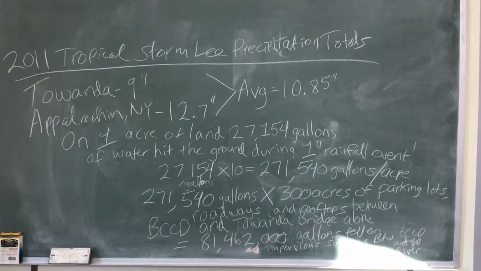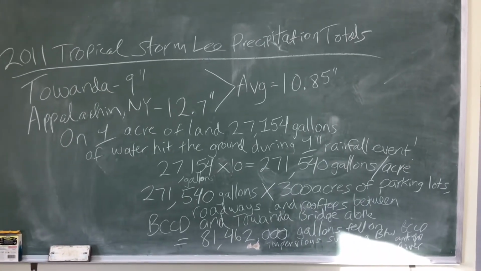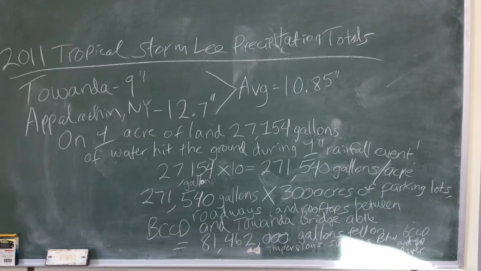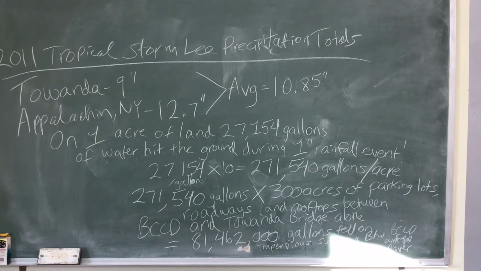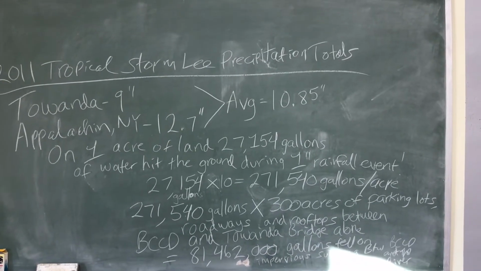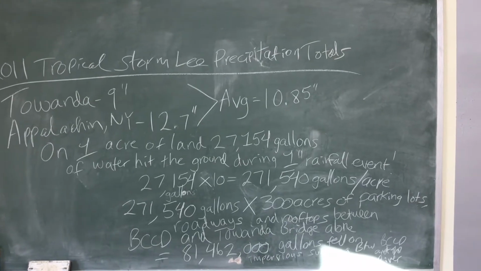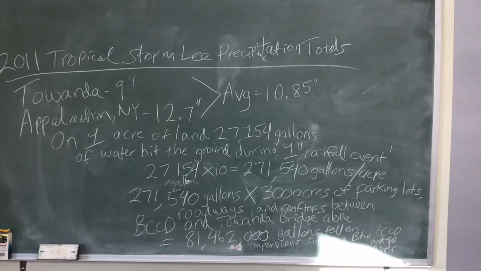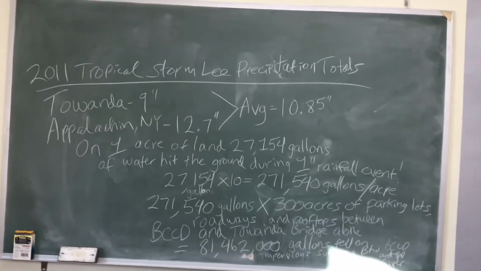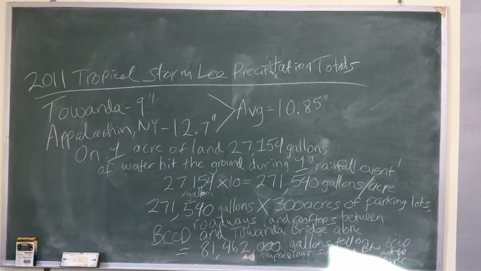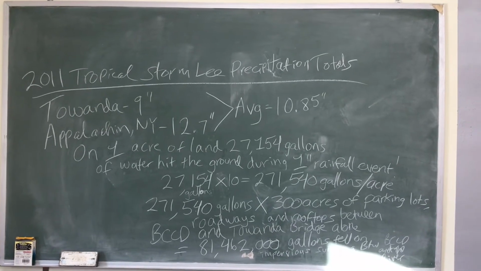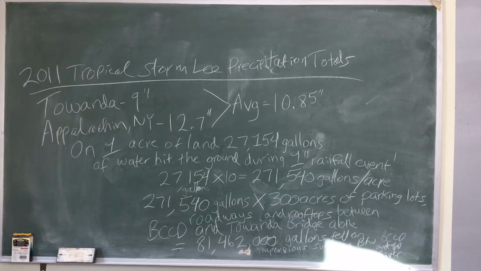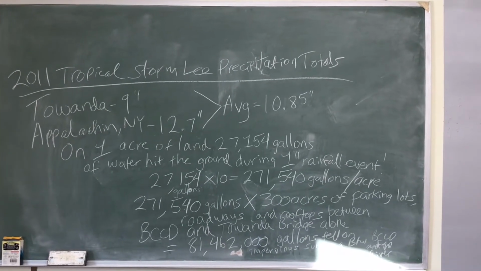So according to the USGS, if you have 1 inch of rain that falls on 1 acre of land, you have a total of 27,154 gallons of water that hits the ground. Okay, so if you take that 27,154 gallons and you multiply it by the 10 inches of rain that we received in that one storm, you get 271,544 gallons per acre.